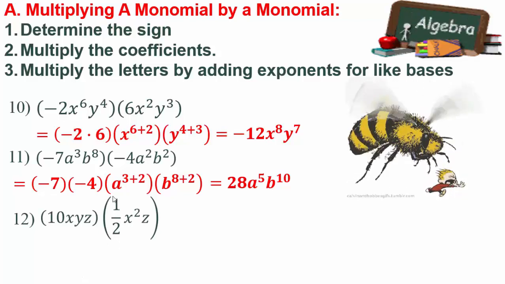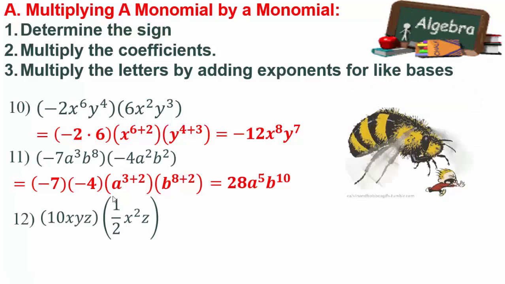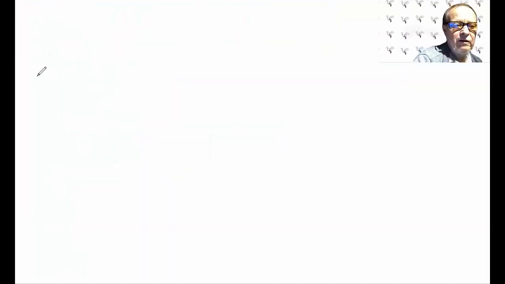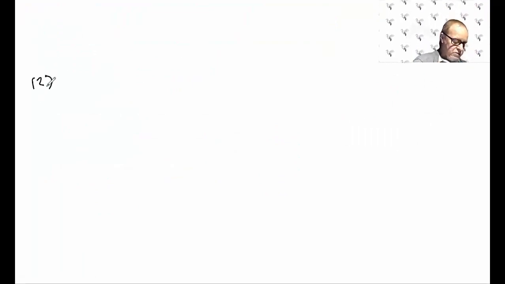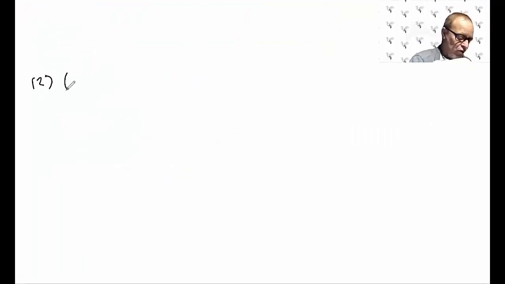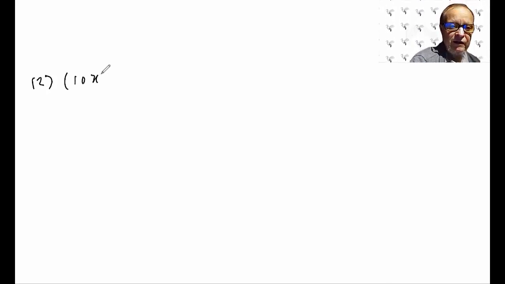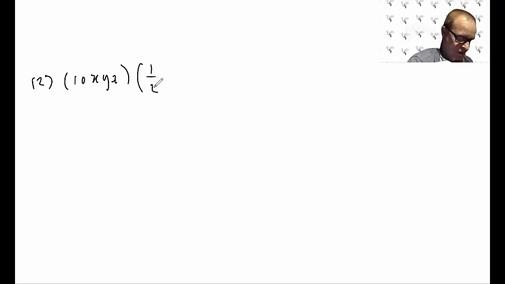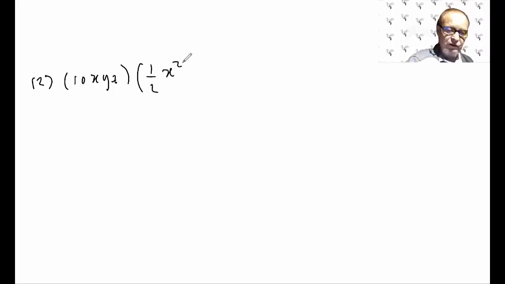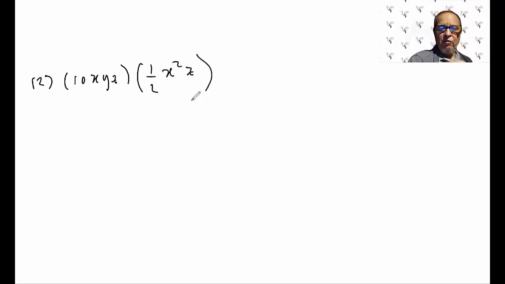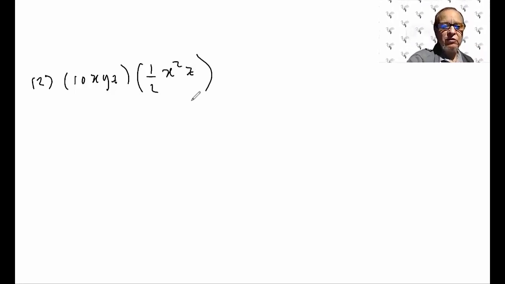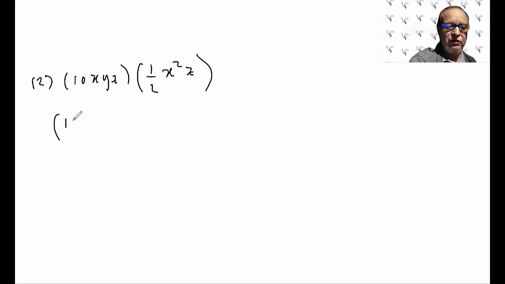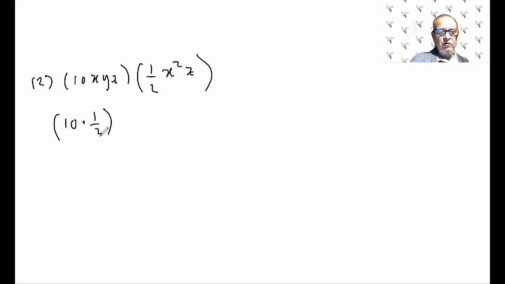So let's work this out on the whiteboard in more detail. In number 12, I have the monomial 10xyz, and then I have 1/2 x squared z. Now, fractions happen. So even though there's a fraction there, you could still do the number multiplication. 10 times 1/2. So I put that in one bracket.